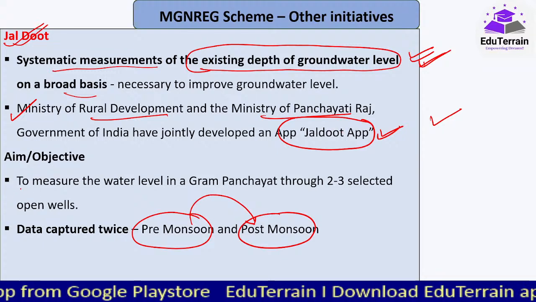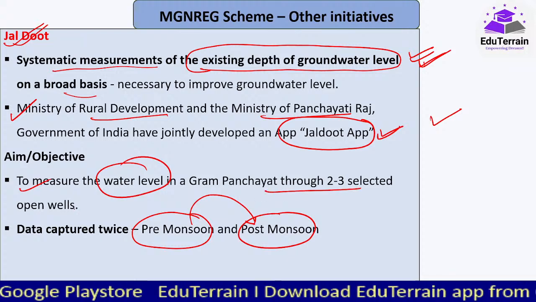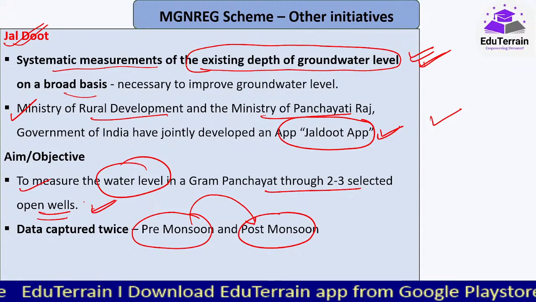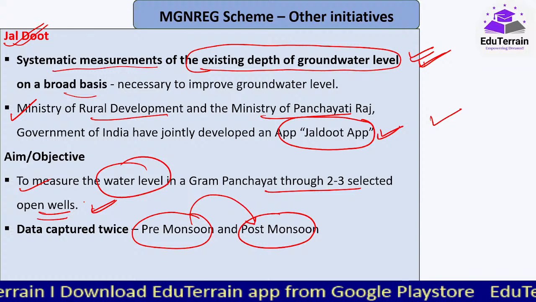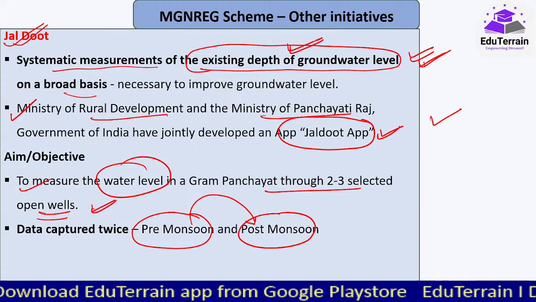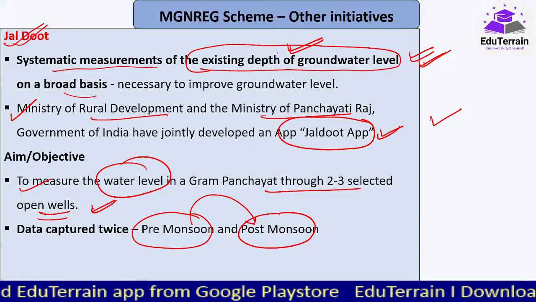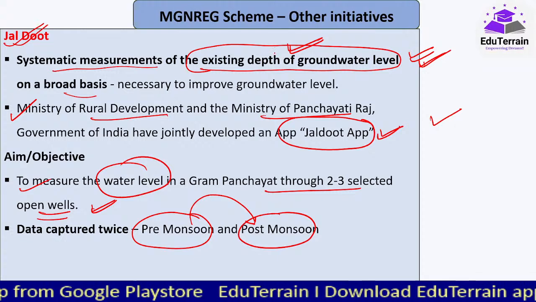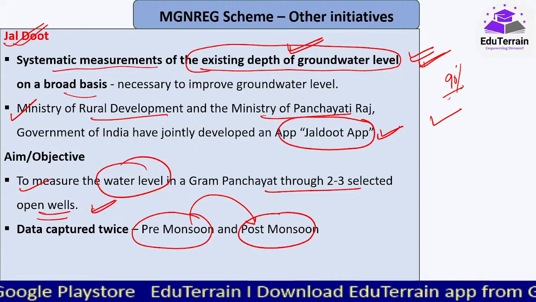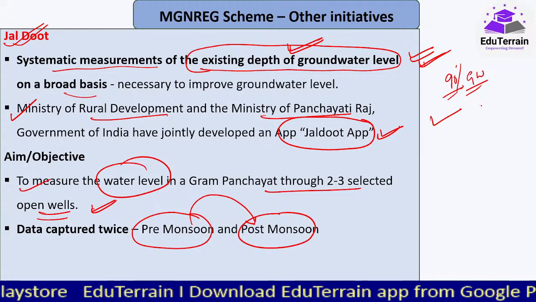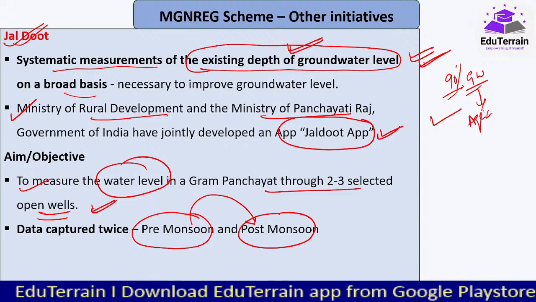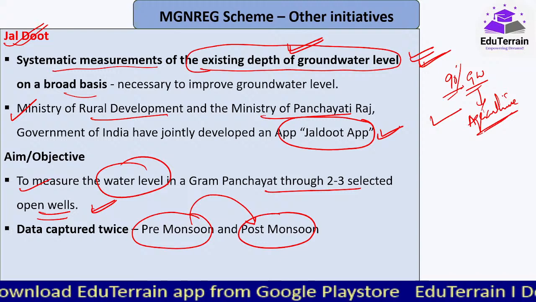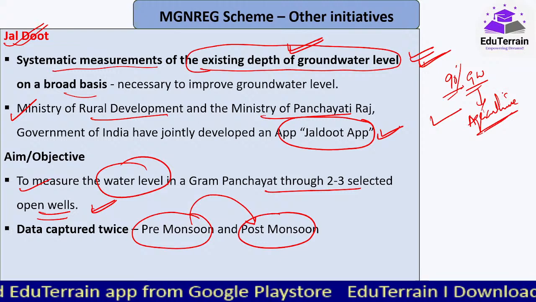Okay, and as I've said, it measures the water level in a Gram Panchayat through 2 to 3 selected open wells, thereby helping them work out the policies that need to be taken so that this groundwater level can be improved. Because when we talk about groundwater level, of whatever extraction is happening in India, more than 90% of the groundwater extracted is used for agriculture only. Only 10% of the extracted water is being used for other purposes. Okay, so here that has to be taken care of.